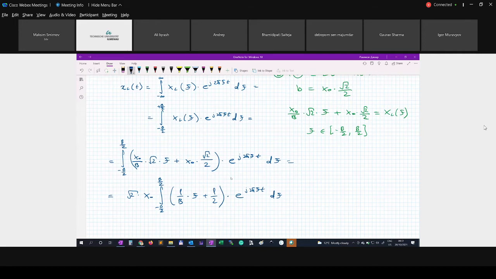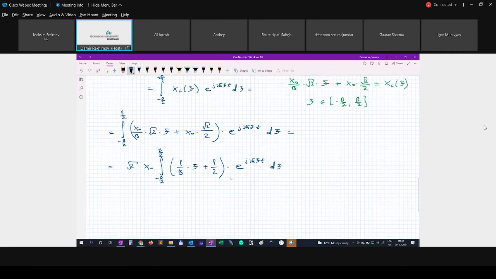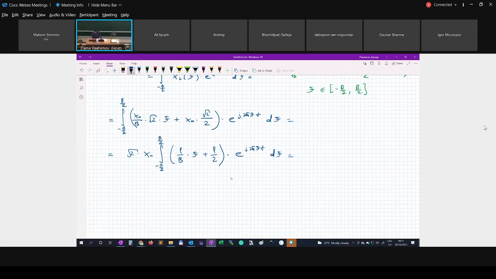But the problem is that it's not a tabulated integral. We have to use some hints to calculate it. And here we use the following hint: you remember that if you have the integral of u times dv, you can represent this integral as u times v minus the integral of v du. And sometimes it helps us simplify calculations. This is what we're going to use here.